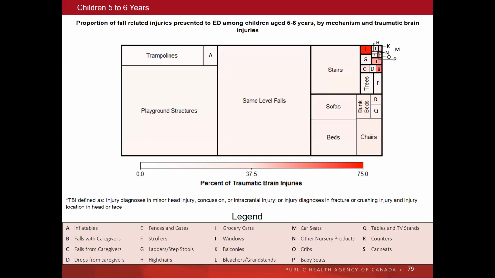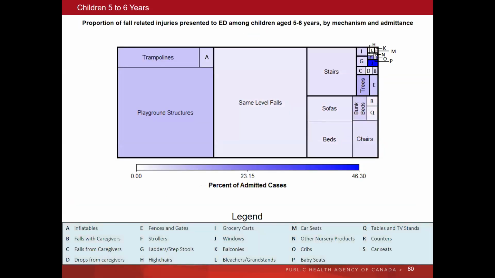So the leading mechanisms among this age group are still same level falls, falls from playgrounds, and falls downstairs. TBI levels are relatively low among this age group, although falls from grocery carts and nursery equipment still pose significant risks. The percent admittance remains relatively unchanged across the various mechanisms. Notably, among this age group, falls from windows, strollers, and trees do have the highest proportion of admitted cases. But for the next couple of slides, I do want to focus on trampolines over here.